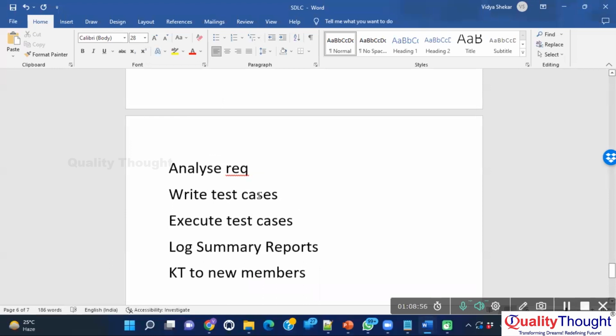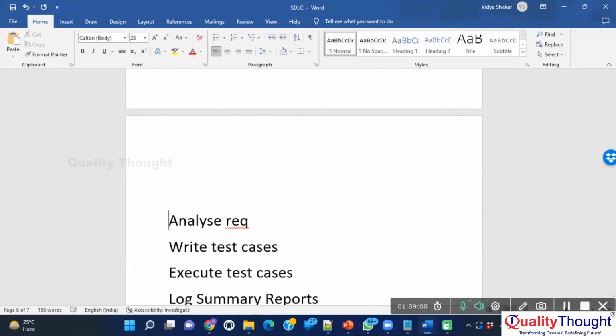So the first thing, once you join as a tester in an organization, irrespective of manual or automation, forget about manual or automation. First of all, you have to analyze the requirements. Analyzing the requirements means what? First of all, you need to receive the requirements. The testing team will first receive the requirements document.